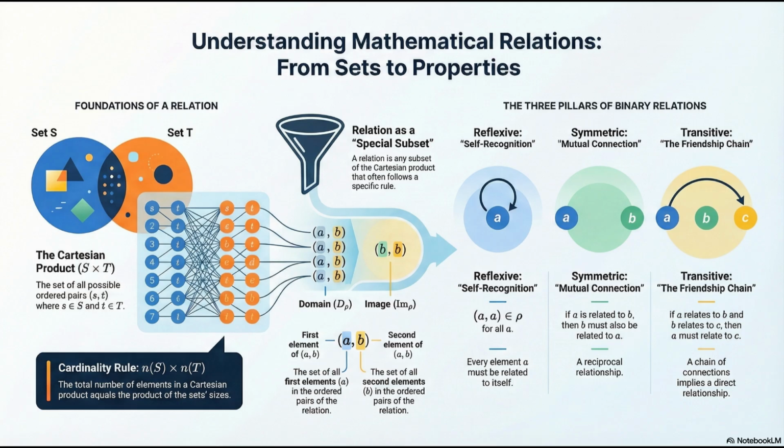I found it really helpful to visualize this like looking at a restaurant menu. Imagine set S is your list of three appetizers. You've got calamari, bruschetta, and spinach dip. Okay, making me hungry. Right. And then set T is your list of three main courses: steak, chicken, and pasta. The Cartesian product isn't the specific meal you actually order. Right. It is every single possible meal combination you could theoretically put together from those two lists. It systematically pairs every appetizer with every single main course.